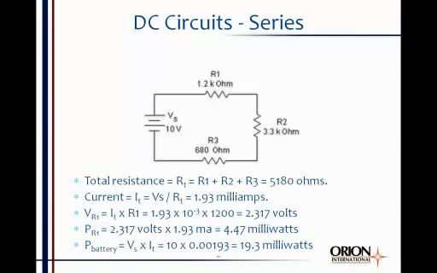Well, we might be interested to know how much power the battery has to put out in order to provide current in this circuit. The power that the battery produces is equal to the voltage produced by the battery, 10 volts, times total circuit current. So 10 times 1.93 milliamps turns out to be 19.3 milliwatts is what the battery has to produce. So there's a series DC circuit.